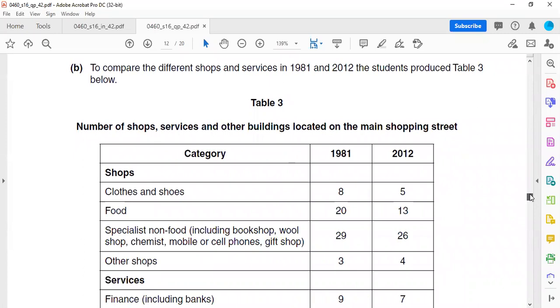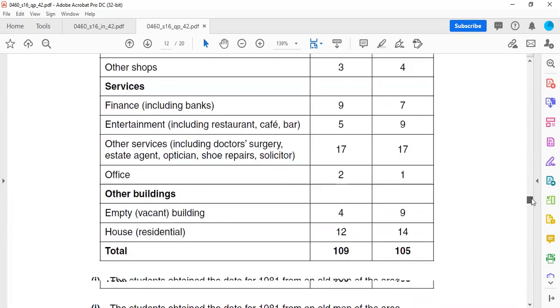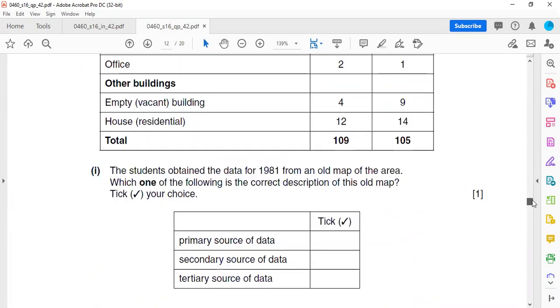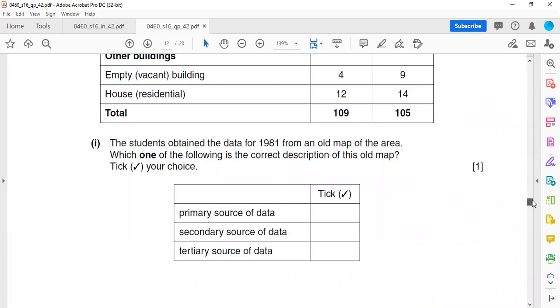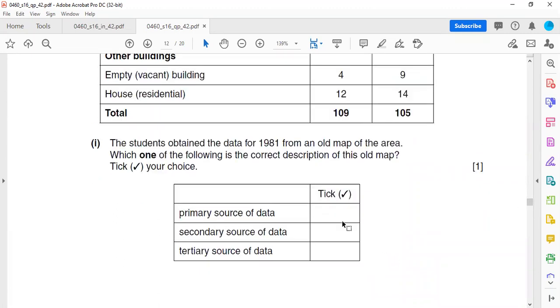Table 3. So from table 3, let's go to the question. Which of the following is the correct description of the old map? So between these three, which one do you think is the right answer?